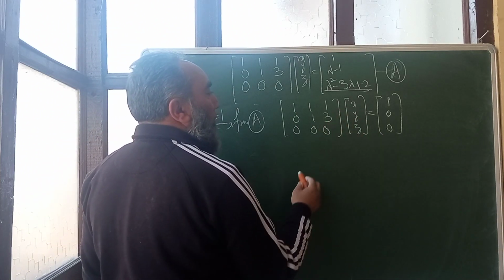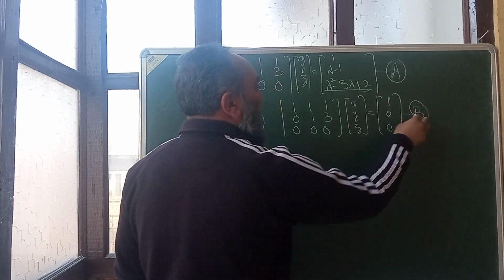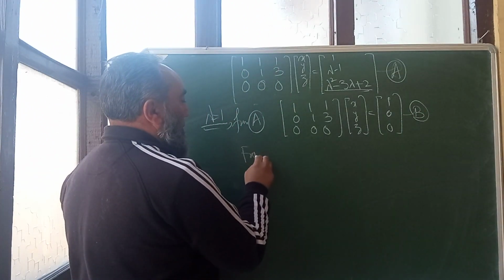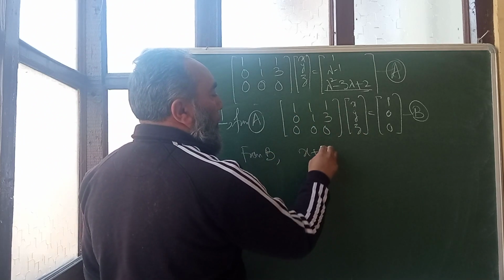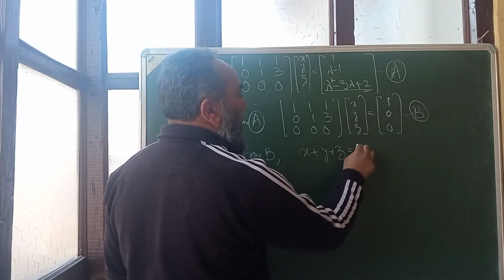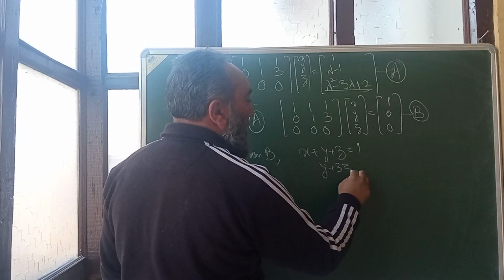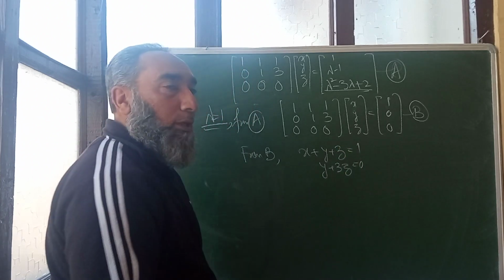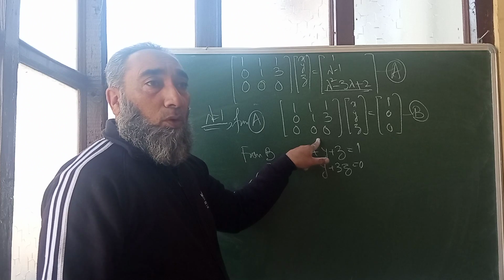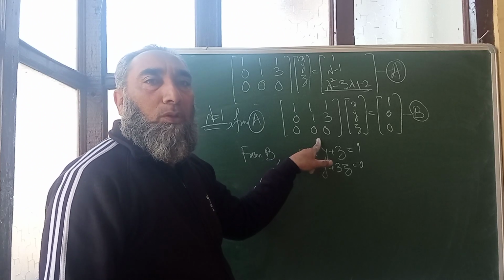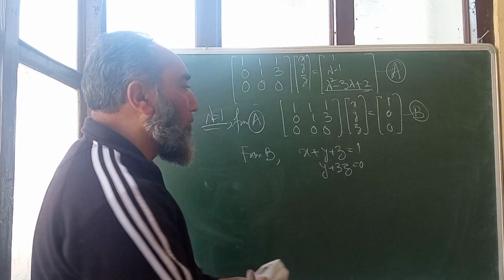Let me call this B. From B, I have x plus y plus z is equal to 1, and 0x plus y plus 3z equals 0. First of all, let me tell you, rank of A is 2, rank of AB is 2, less than 3, the number of unknowns. System is consistent and will possess infinite solutions. You will get infinite solutions from this.